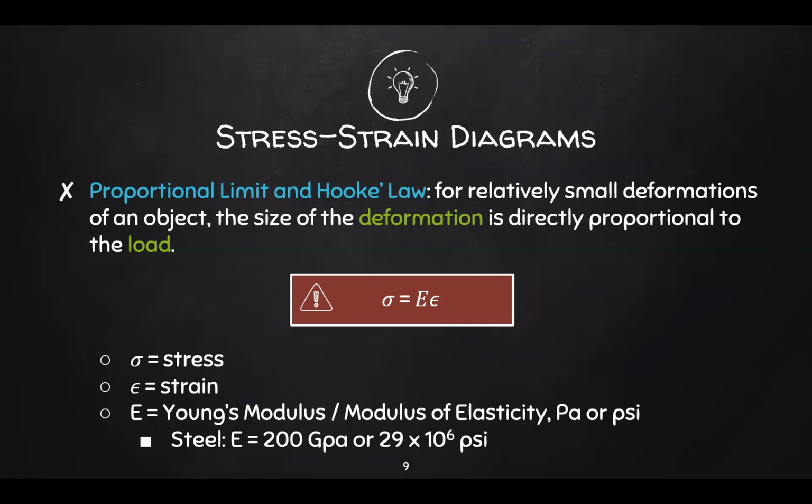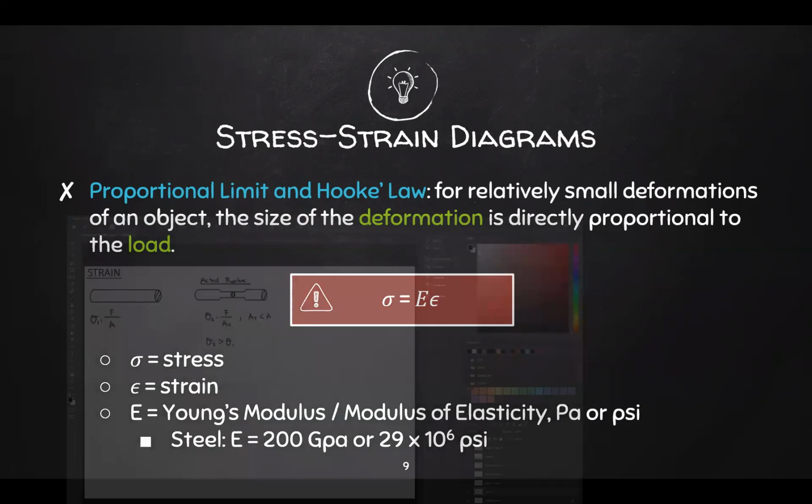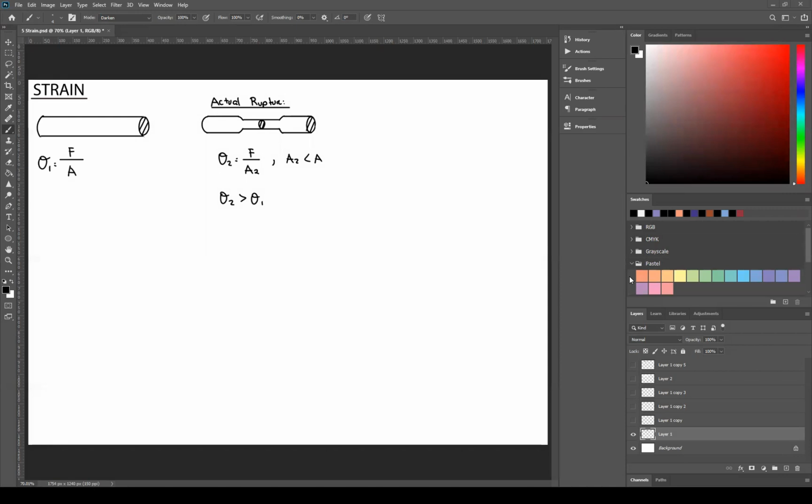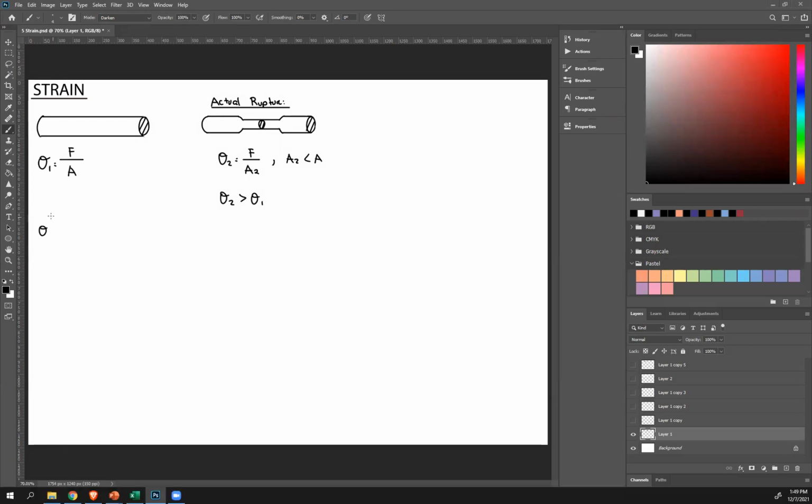So by definition, let's create an equation. According to Hooke's law, deformation is directly proportional to your load, your load P. And this deformation relates to strain, and this load relates to stress, right? So this is strain and stress in terms of that.